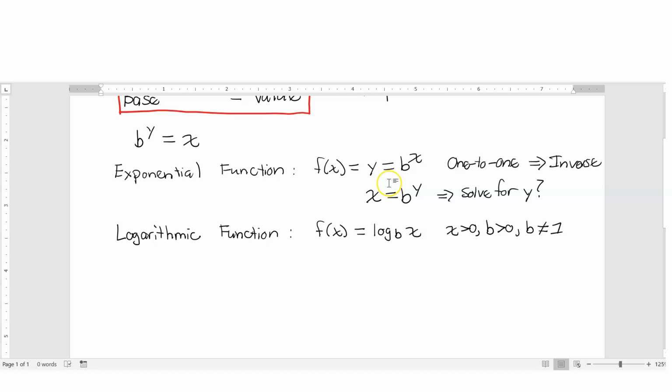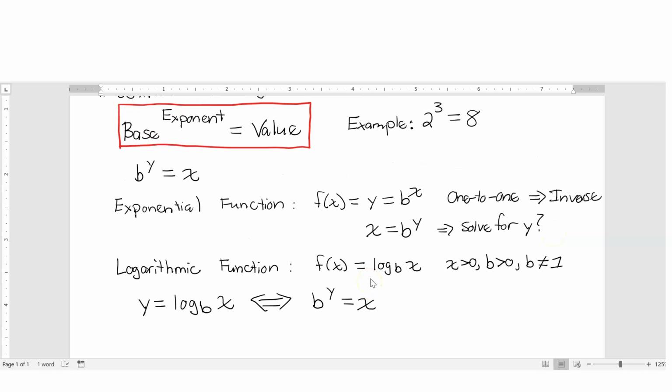Well, if we use our switch and solve strategy from section 2.7, we would take this equation here, switch x and y, and then solve for y. But notice this looks a bit different than what we worked on in section 2.7. How do we solve for y? Well, that's going to lead us to the logarithmic function. F of x is the log of some base b of some value x. And x has to be a value strictly greater than 0, b has to be greater than 0, and not equal to 1.